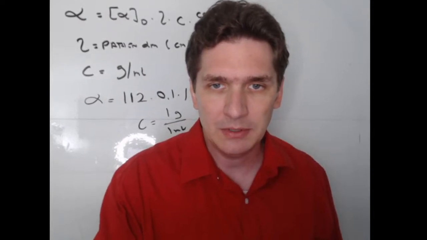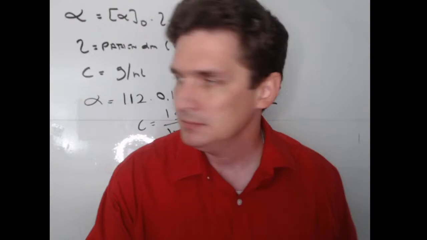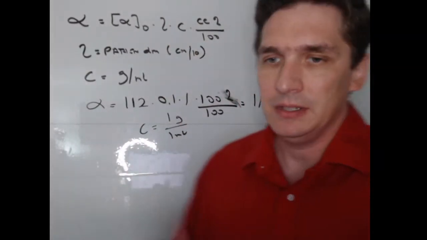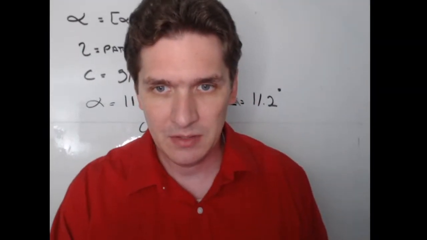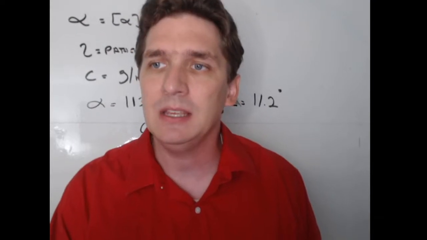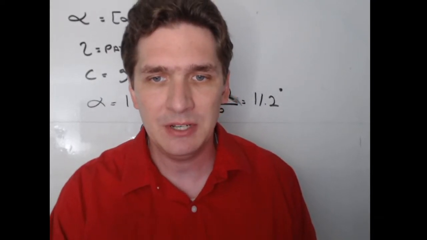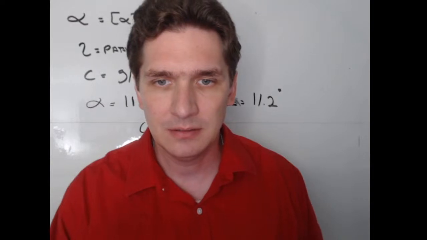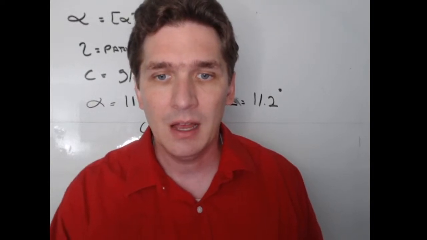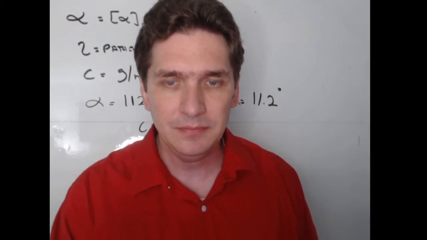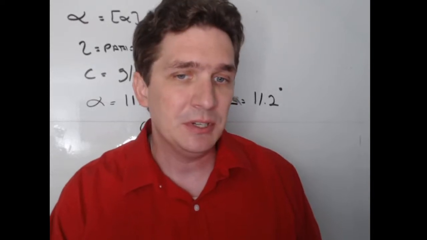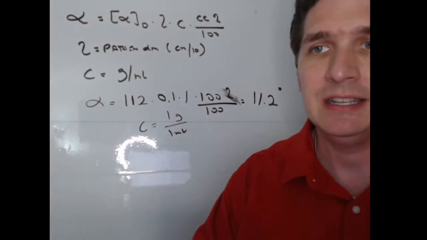How did I get that 0.1? Oh yeah, the length in decimeters. So the confusion here may actually come from the key. The key was originally written for centimeters. Ah, that's what it is. So the key here was originally written in centimeters. That path length there should actually be dm, not cm.